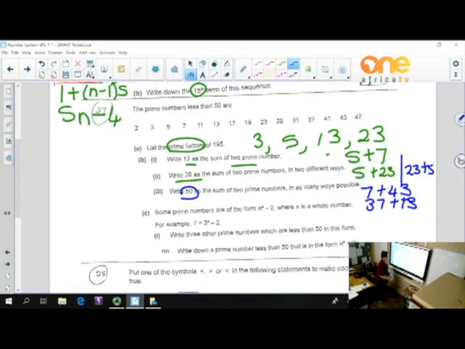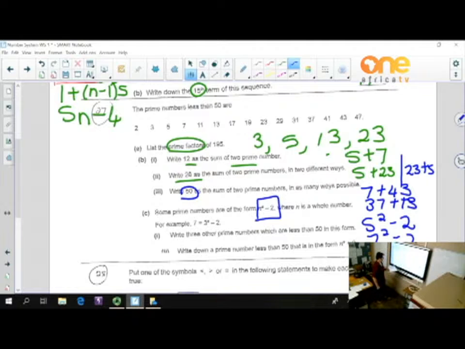Some prime numbers are written in this form. Say they gave us that formula there, for example, 3 squared minus 2. And now we have to write 3 other prime numbers less than 50, which also works like that, but it must be prime numbers. So I've got 5 squared minus 2, that's 23. And then 7 squared minus 2, 47. So there might be more.